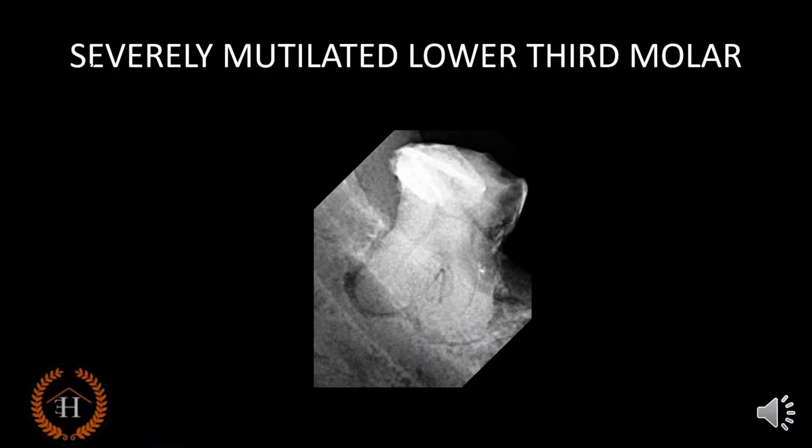Let's have a look at another case of a severely mutilated lower third molar. Strategically, this tooth is very important to save by doing endodontics, since this tooth is to be used as an abutment for fixed prosthesis. Now, if you look at the marginal ridges and the caries extension in the mesial wall, you can appreciate how subgingivally the caries is extending. Here, restoring and adapting a matrix system is a difficult task.